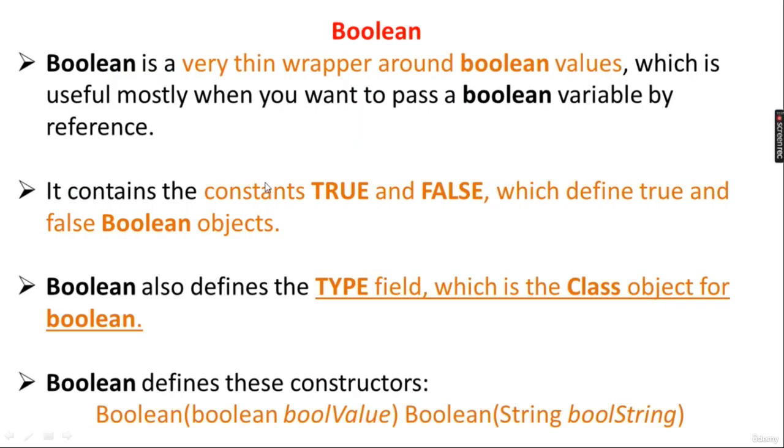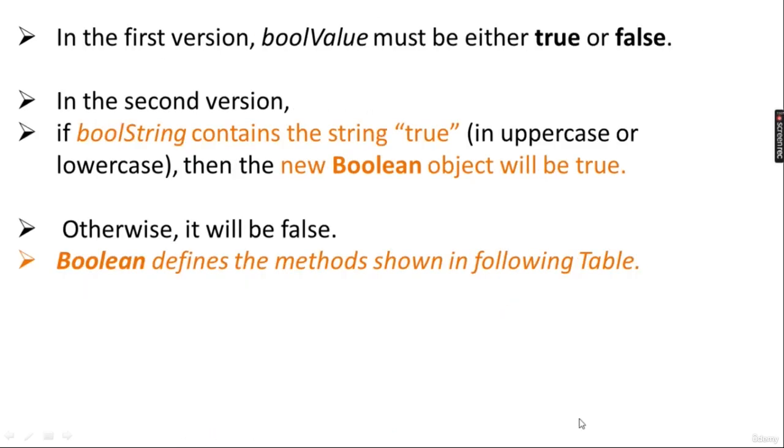Now we will see Boolean. Boolean is a very thin wrapper around boolean values, which is useful mostly when you want to pass a boolean variable by reference. Whenever you want a boolean variable passed by reference, Boolean is a very thin wrapper class. It contains the constants TRUE and FALSE, which define true and false Boolean objects. Boolean also defines the TYPE field, which is the Class object for boolean. Boolean defines three constructors. First is Boolean(boolean value). Second is Boolean(String).